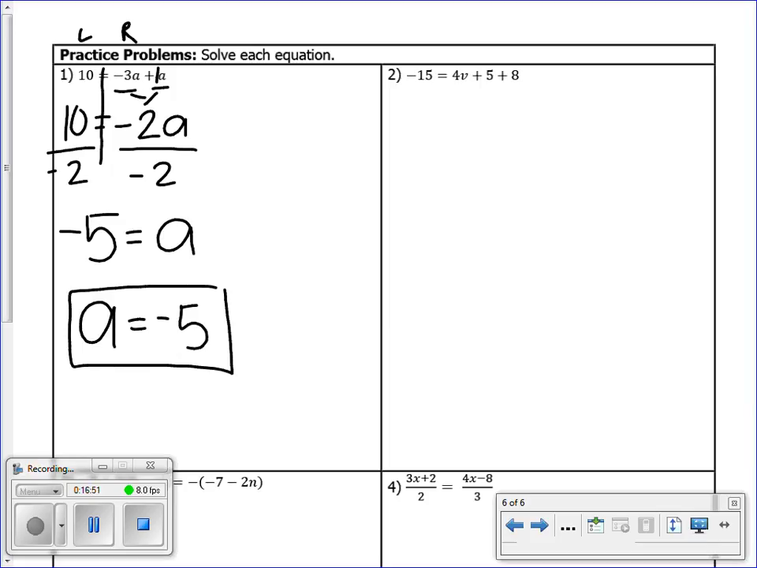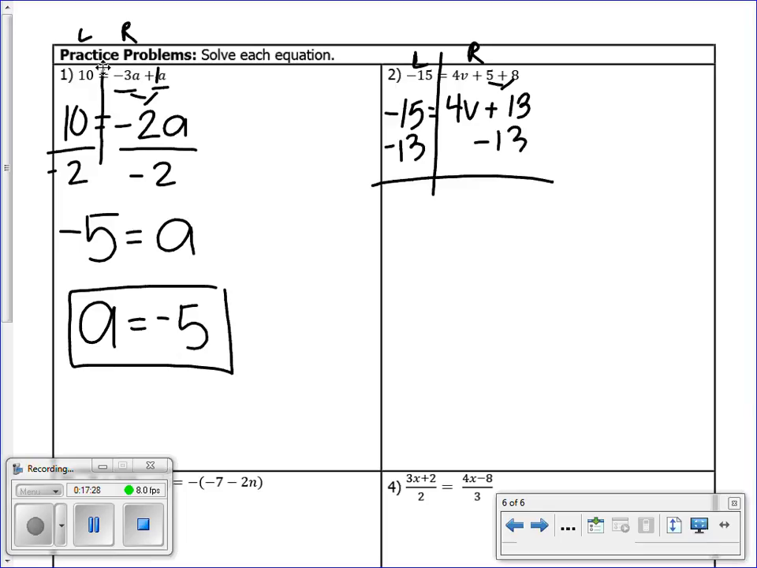Problem 2, same idea. Draw our line down our equal sign. We have the left and we have the right. We don't have a fraction, we don't have parentheses, so now we're on to combining like terms. Negative 15 equals. 4v has no one to combine with, but 8 and 5 together make 13. Now, we're going to keep that 4v where it is because it has no one to combine with on the left, and we're going to move this negative 13 to the other side. And we end up getting negative 28 equals 4v.